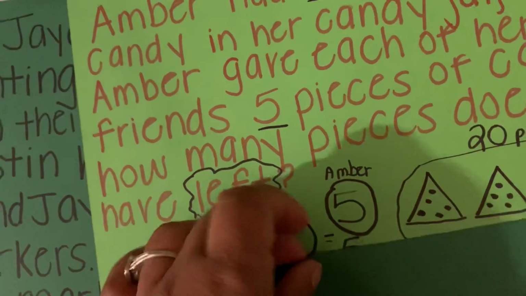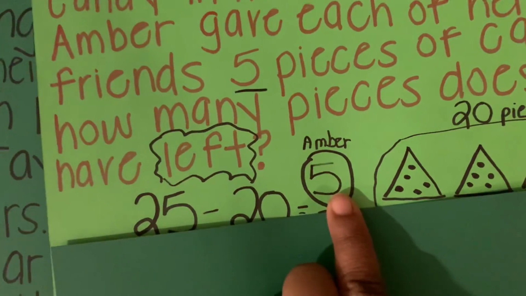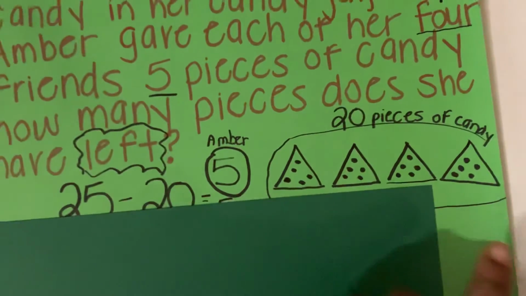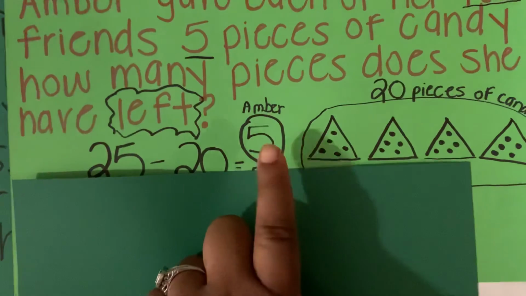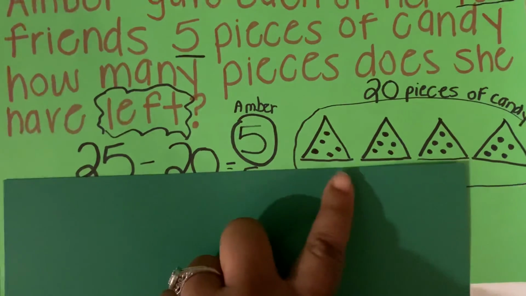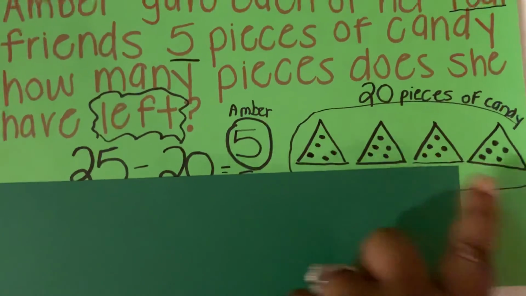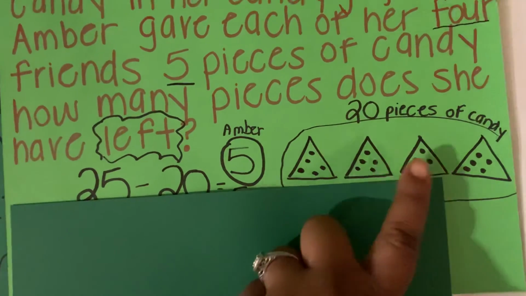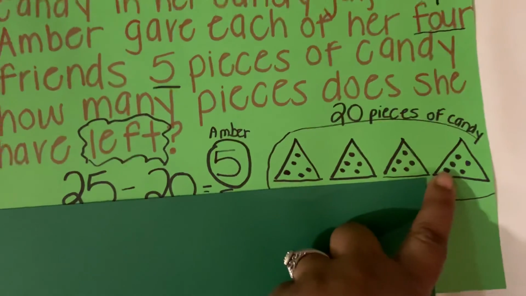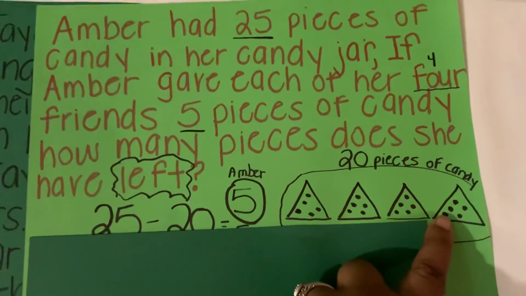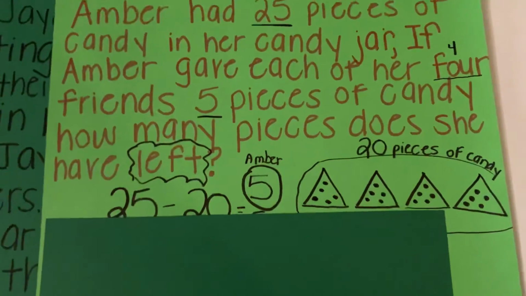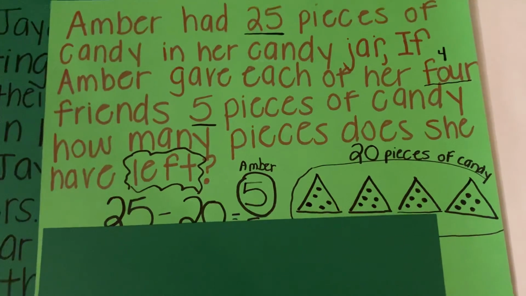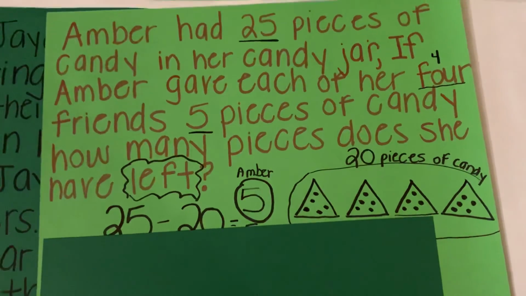So that means Amber had 5 pieces of candy, and each one of her friends had 5 pieces of candy. So let's look at Amber here with 5 pieces of candy, then her friends with the 20 pieces of candy collectively. So that's 5, 10, 15, 20, 25. So in order for each one of them to get an equal number of candy, each one would have to get 5 pieces of candy, and that will equal 25.